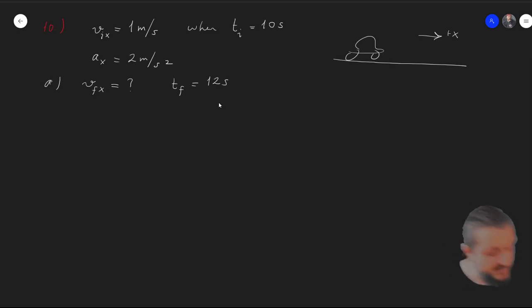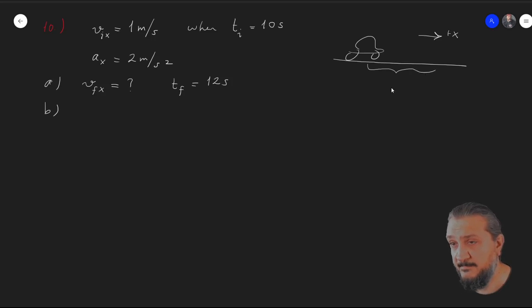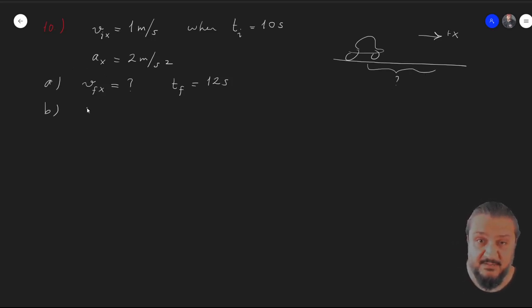All right, that's part A. And part B, how far does the car move between T equals 10 seconds and 12 seconds? How far does it move? They're talking about delta x, right? Delta x.